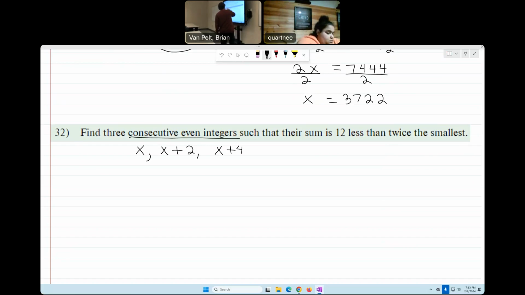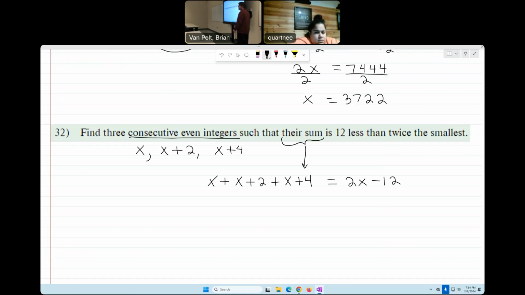Their sum is 12 less than twice the smallest. Their sum, that's this part right here, is going to be X plus X plus 2 plus X plus 4, is 12 less than twice the smallest. The smallest is X. That's 12 less than twice the smallest. I'm giving you the rest of the assignment to finish this problem. Not right now, maybe next class.